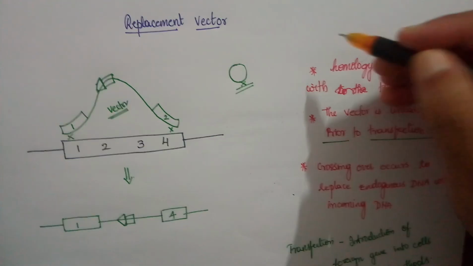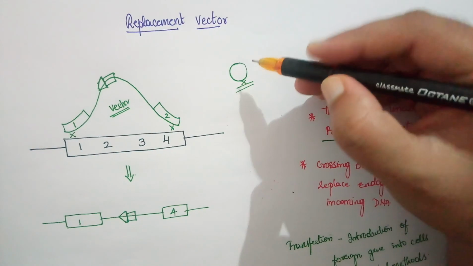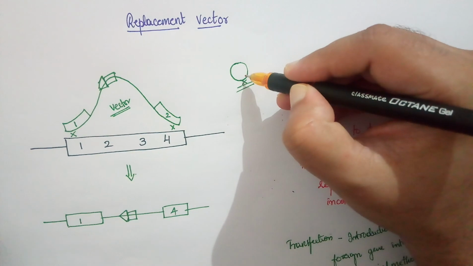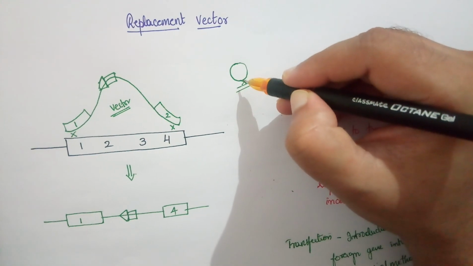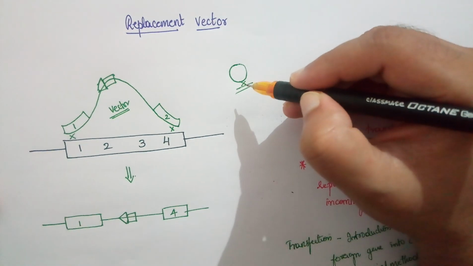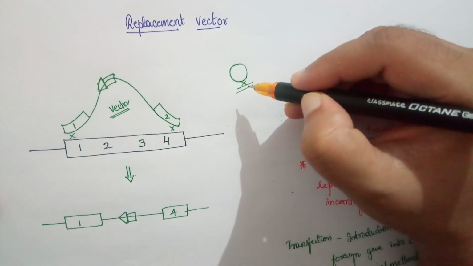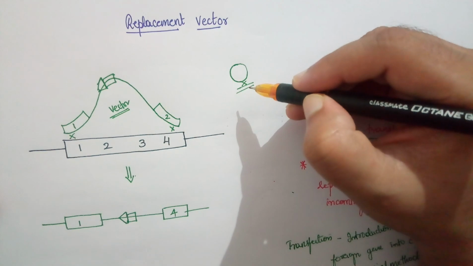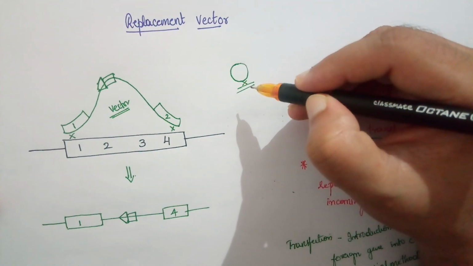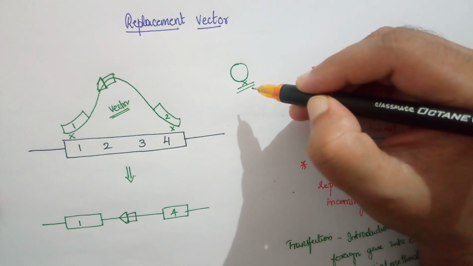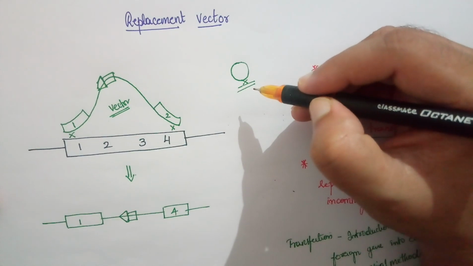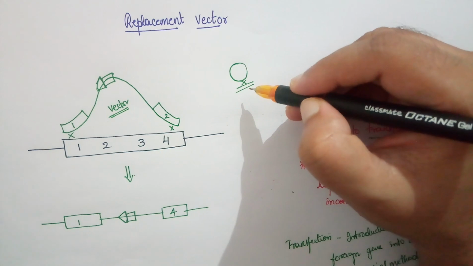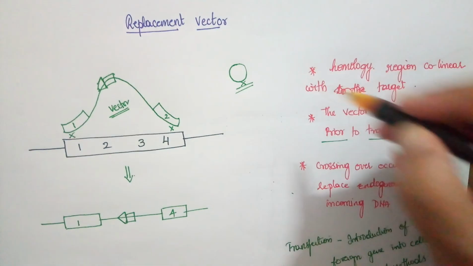One of the differences between the insertional vector and this vector is that insertional vectors are usually linearized after insertion. But these vectors are linearized prior to the insertion itself. They are linearized even before the insertion into the cell is taking place. So remember this important point.